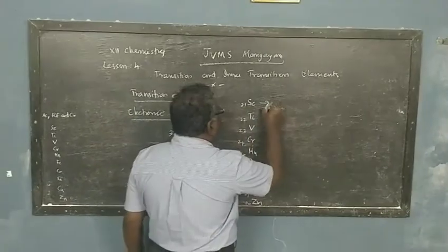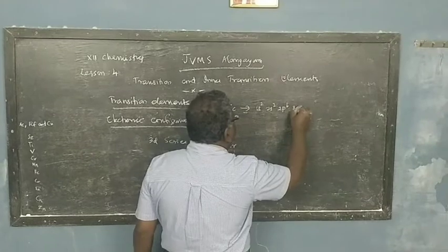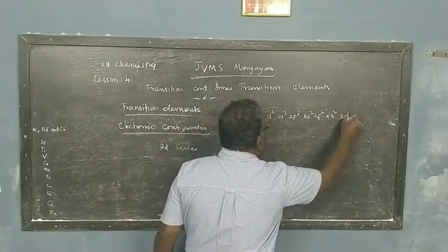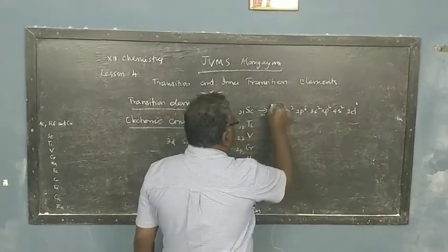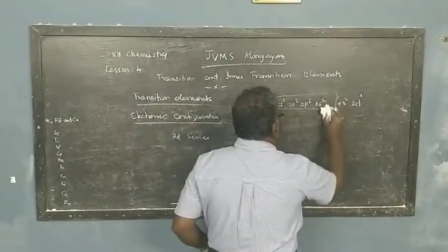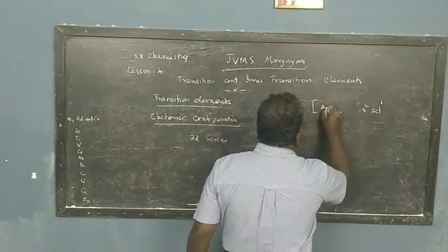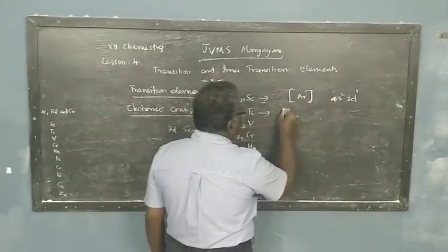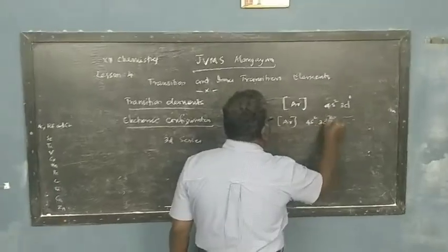Now the electronic configuration of scandium is 1s2, 2s2, 2p6, 3s2, 3p6, 4s2, 3d1. This is how it goes. After this, it is 18 electrons, and this is taken as the argon configuration. Argon is the inert gas which has this configuration. Therefore, titanium will have argon configuration followed by 4s2, 3d2.